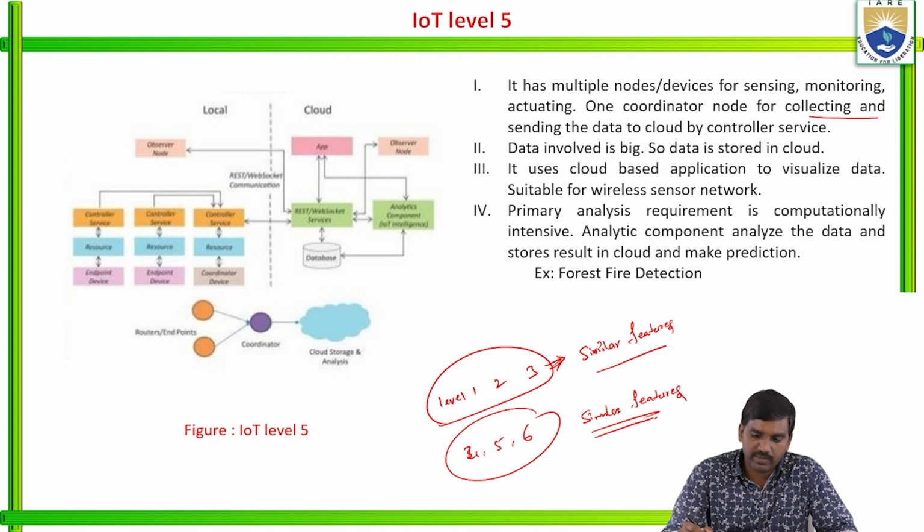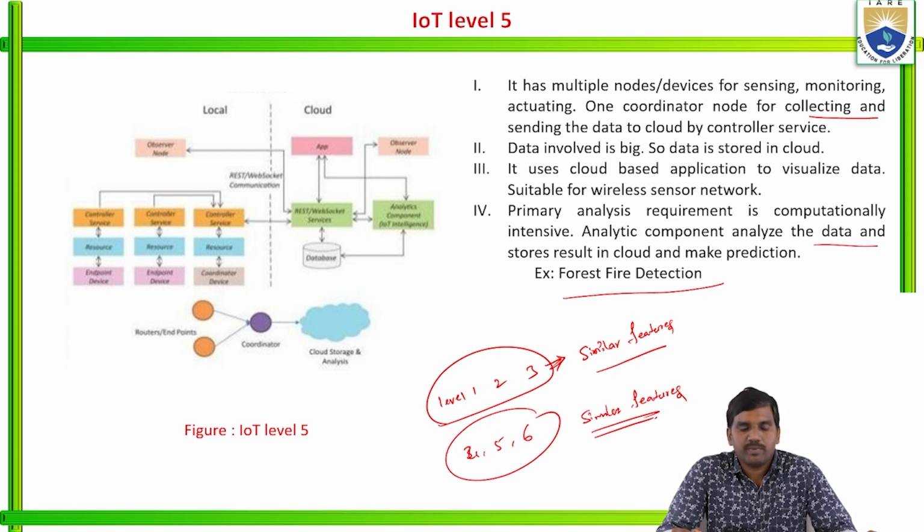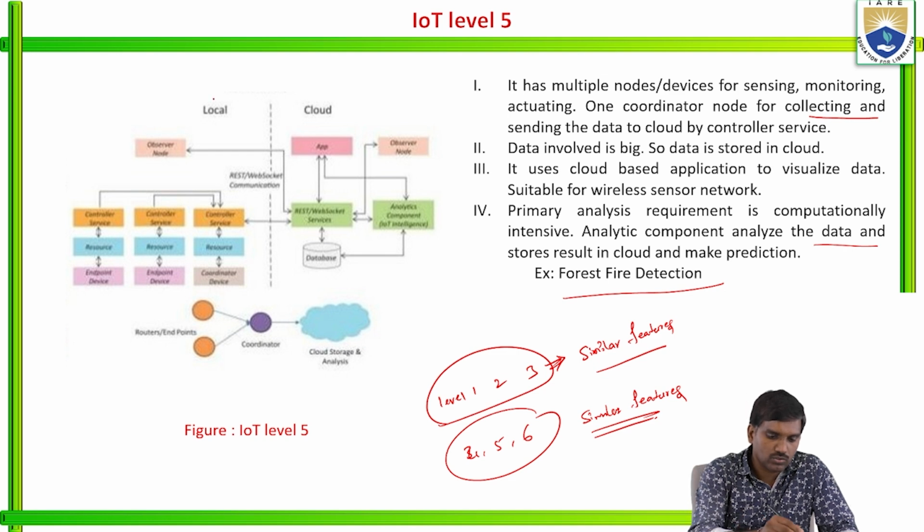The main example for level 5 is forest fire detection. The primary analysis requirement is computationally intensive. Analytic components analyze the data, store results in the cloud and make predictions. So this is the local and cloud.